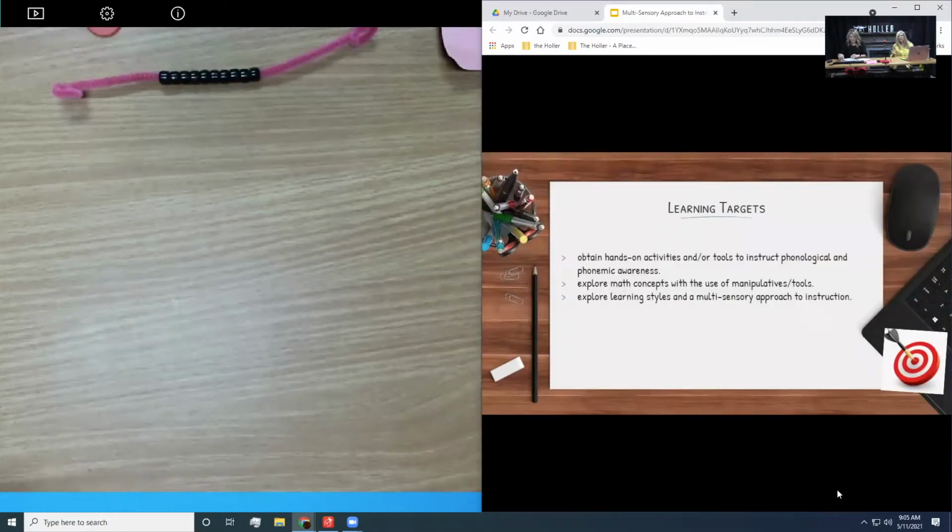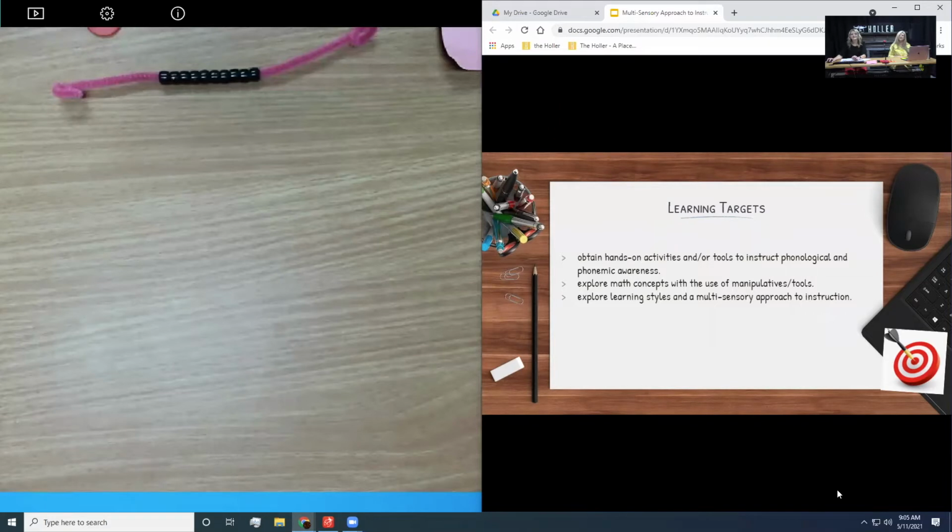The purpose for being here today, our learning targets, is we're going to obtain some hands-on activities and tools to instruct phonological and phonemic awareness. We're also going to explore some math concepts with the use of math manipulative tools, and we're going to explore some learning styles and a multisensory approach to instruction. Multisensory means that we use more than just one sense. We're seeing it, we're hearing it, we're saying it, we're touching it, and moving around even, if we can.